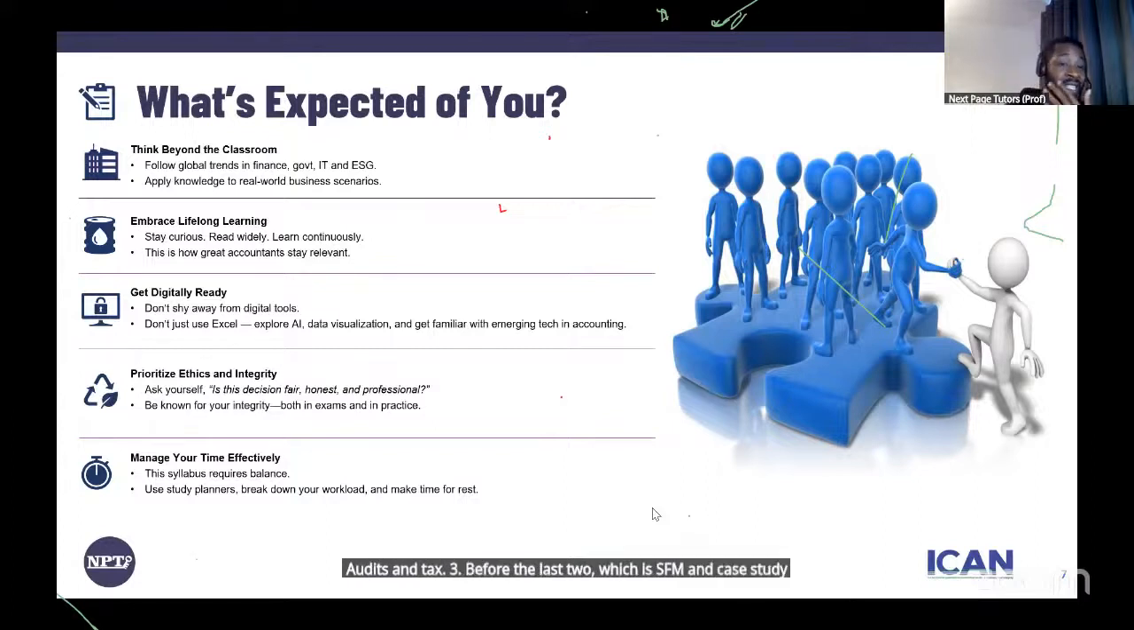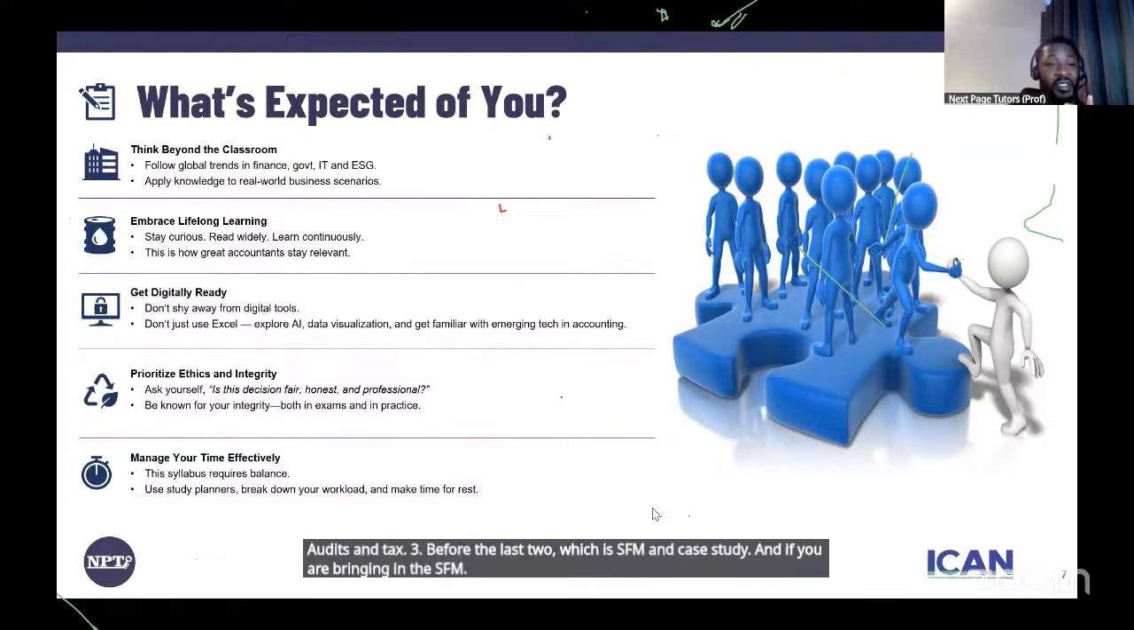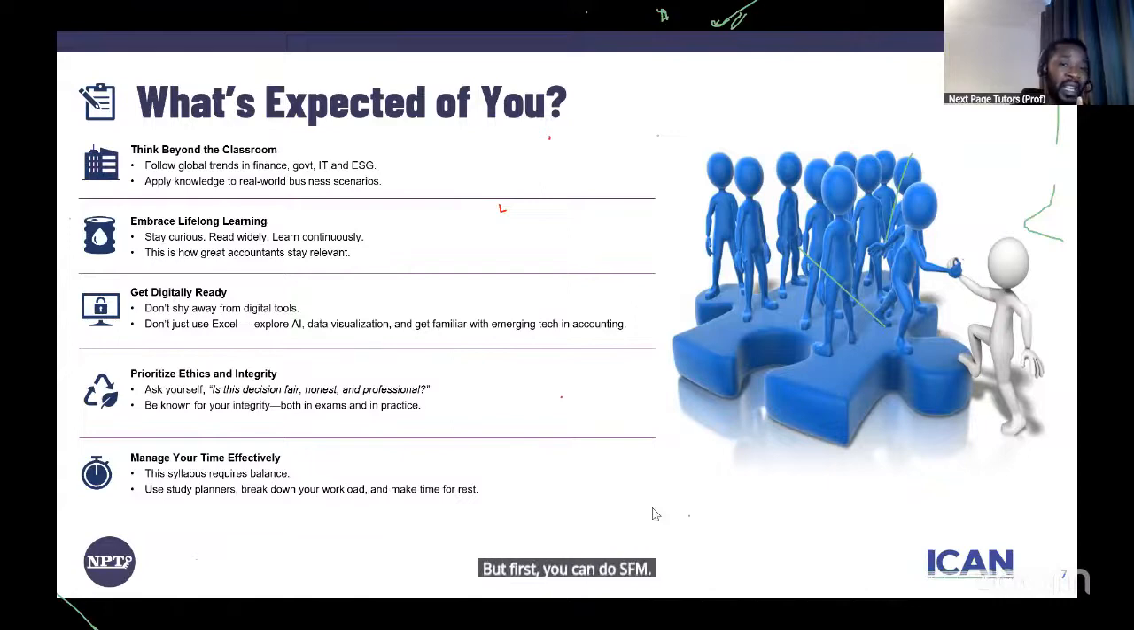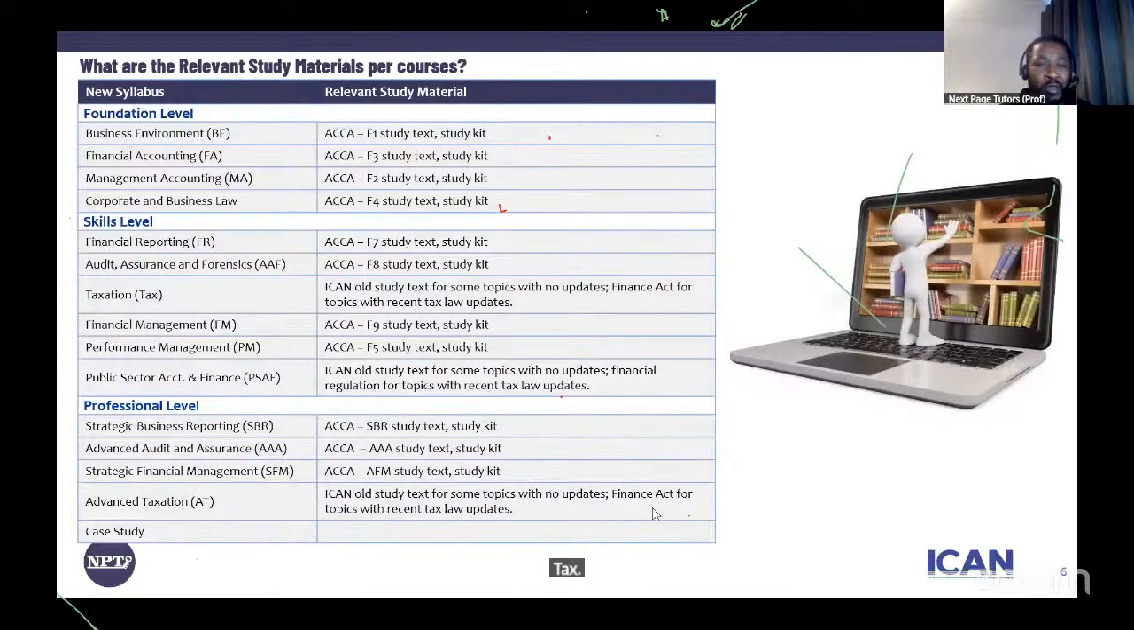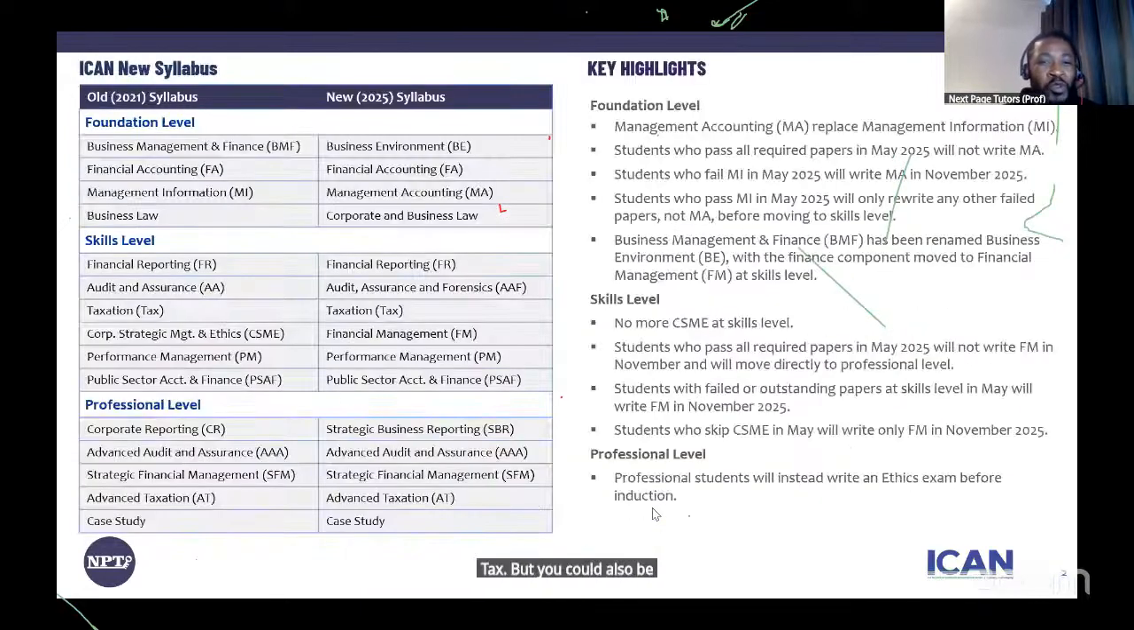And if you are bringing in the SFM part first, you can do SFM, case study, and you can choose to add tax. But you could also be one of those who feels like you won't have much time next diet.